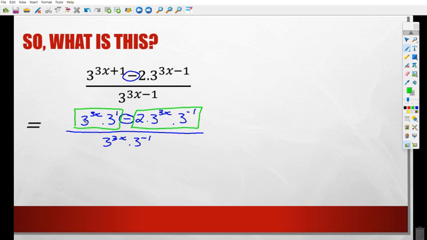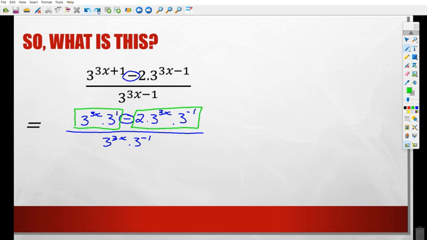Okay, can you see that 3 to the power of 3x and 3 to the power of 3x are exactly the same? It's the only thing that's exactly the same. This is 3 to the power of 1. That's 3 to the negative 1. So it's not the same. There's no 2 in this box here. So exactly the same is 3 to the power of 3x and 3 to the power of 3x. So I can take it out.